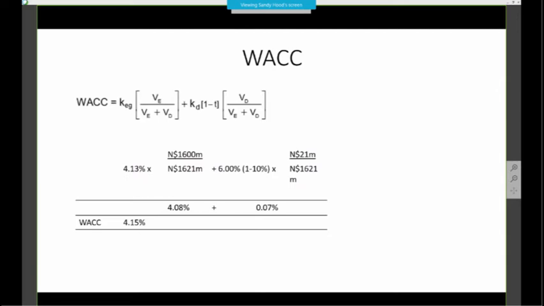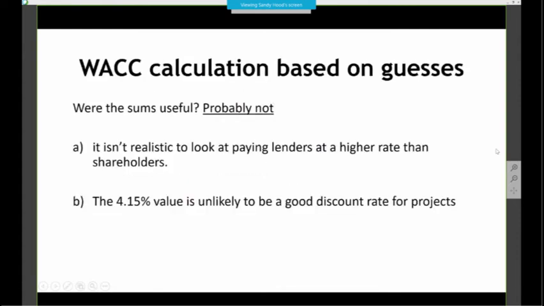And then I've deducted 10% for the tax. And I've multiplied that by 21 million for the debt divided by the 1,621, which is the total capital employed, which has given me an overall weighted average cost of capital of 4.15. Well, we've done a WACC. It's based on some guesses.